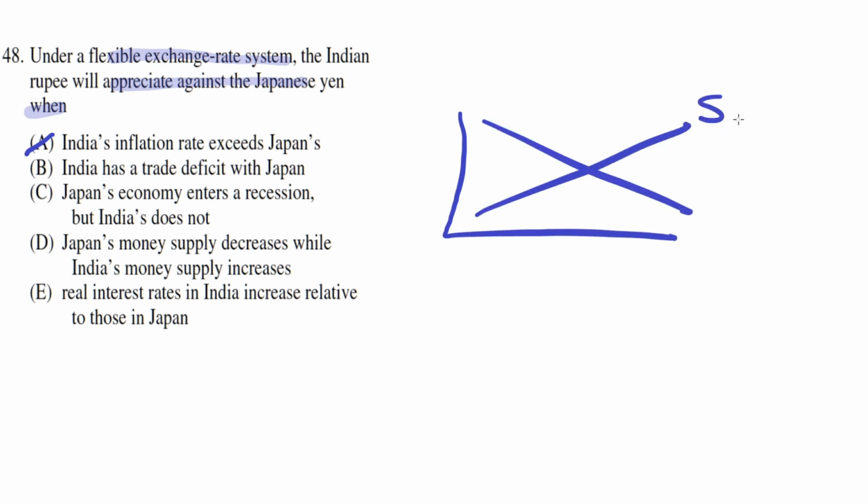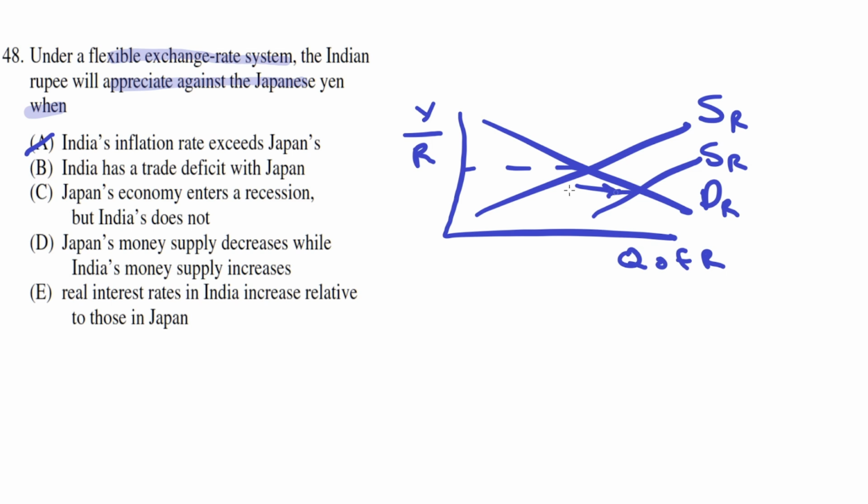where the supply of the rupee, or supply of R, and demand for R is right here, with the value of the Japanese yen, which we'll represent as Y, over the Indian rupee on the y-axis, and the quantity of R on the x-axis. If the supply shifts to the right, that means that the rupee will depreciate in value, because the initial exchange rate is up here, but after the shift, it's down here. So if India has a trade deficit, their currency will depreciate and the Japanese currency will appreciate. So B is incorrect.